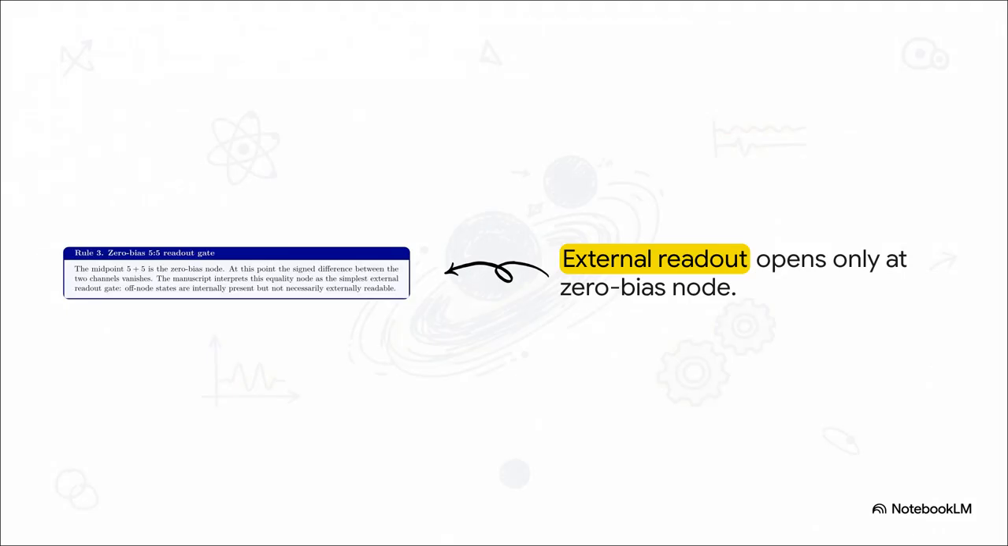So a great question to ask is, when can we actually observe these internal changes? Think back to that 5 plus 5 readout gate. Bias states like 4 plus 6 or 3 plus 7, they shift internally, sure, but they remain totally hidden from the outside world. The external readout gate only opens at the exact moment of perfect equality. You only get to see it at the 5 plus 5 zero bias node.